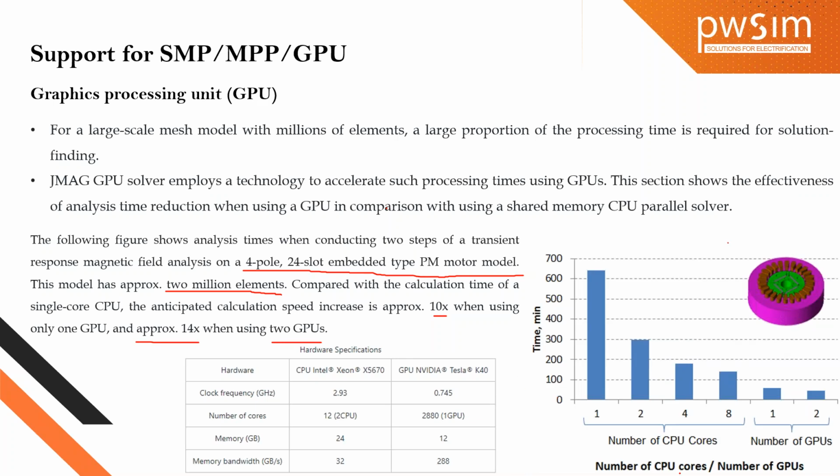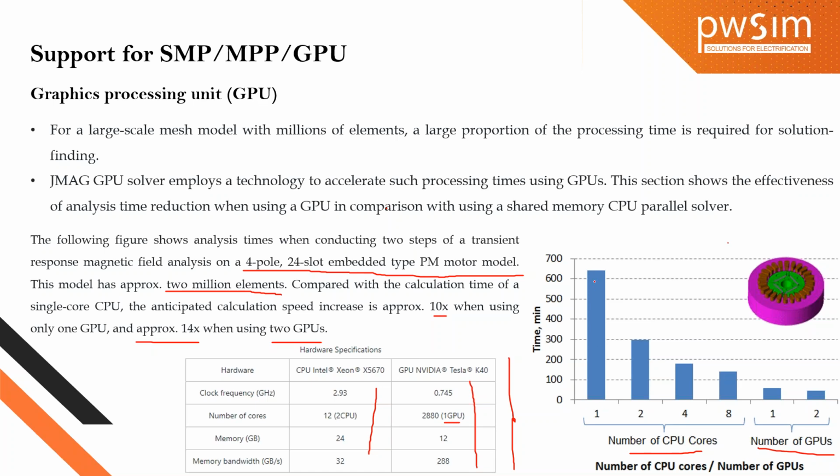The y-axis shows the time in minutes, and the x-axis compares the number of CPU cores and the number of GPUs. This is the hardware specification. We have a CPU Intel Xeon X5670 and also a GPU NVIDIA Tesla K40. This is for a GPU and this is for a normal CPU. We have 12 cores in the CPU, and in the GPU we have 2880, which is also called one GPU.